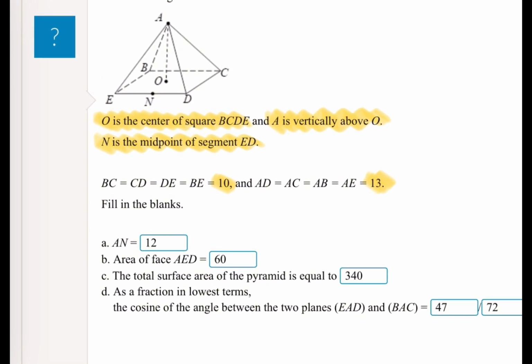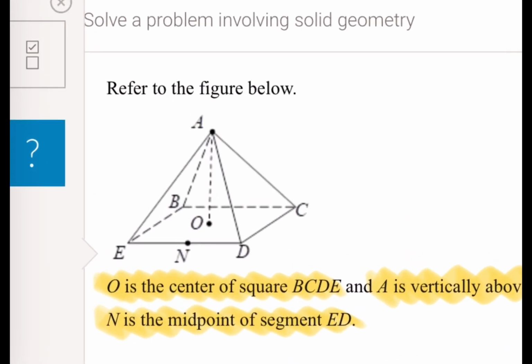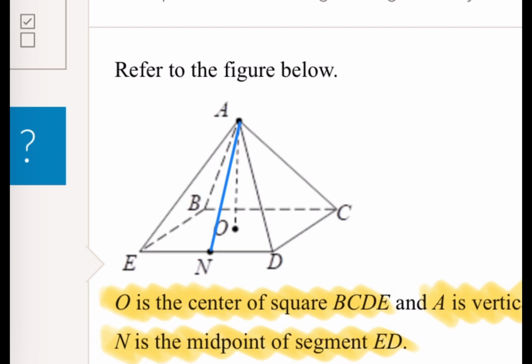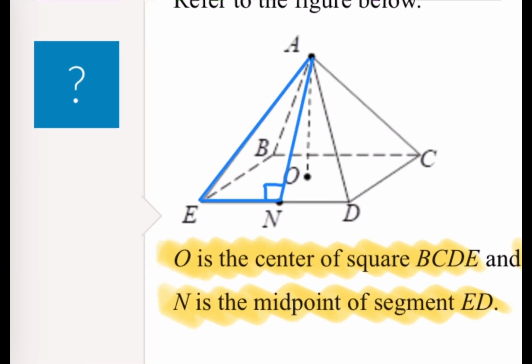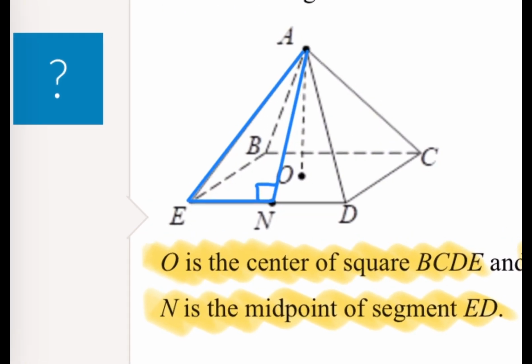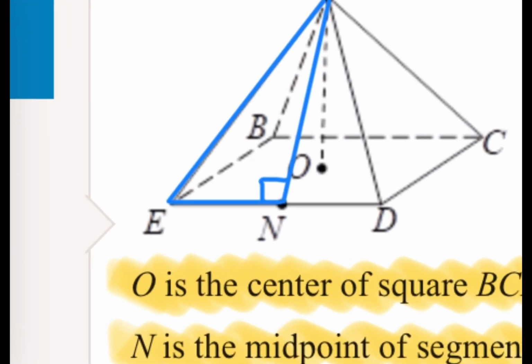So in part A, they're asking us to find AN. So let's go over here and let's look at AN. So that is this line over here. So what we can do here is we can turn this into a right triangle because AN is perpendicular to ED. So that means that over here we have a right triangle there. So what we can use here, since we have the measure of AE and we can find the measure of EN, we can use the Pythagorean theorem. But first, let's start by finding the measure of EN.